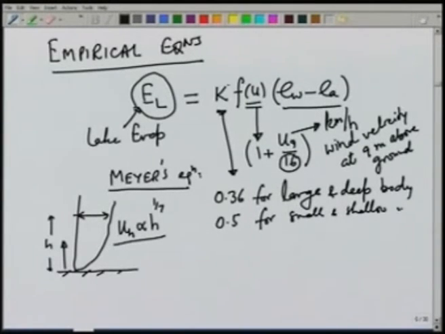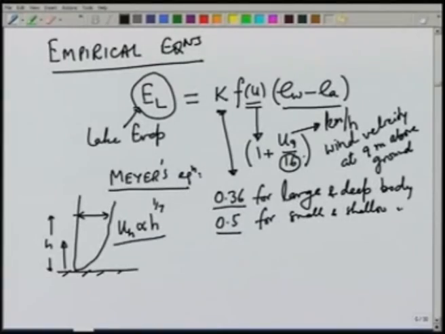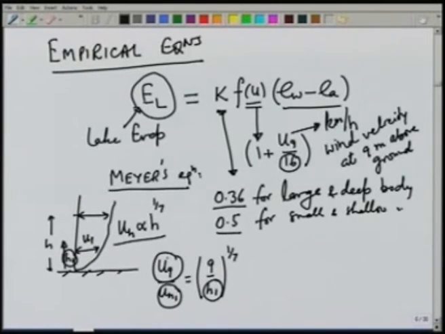So, once we know what kind of water body it is, we know the k, we can measure the wind velocity. Wind velocity measurement is generally done at some particular elevation. So, this 9 meters or 30 feet was the commonly used elevation, but if we measure at some other height, suppose h1, we can always convert any other measurement. So, if we measure u1 at h1, we can always convert it to u9 by, u9 over u_h1 would be equal to 9 over h1 to the power 1/7. So, by measuring u_h1 and h1, we can obtain u9 from this equation and use that in Meyer's equation.